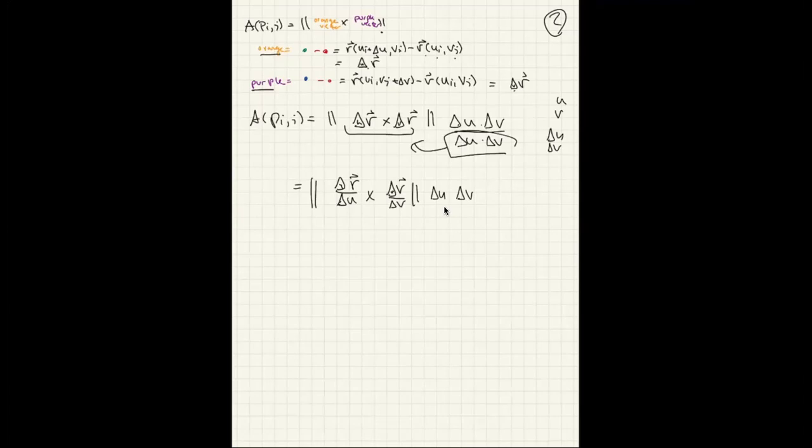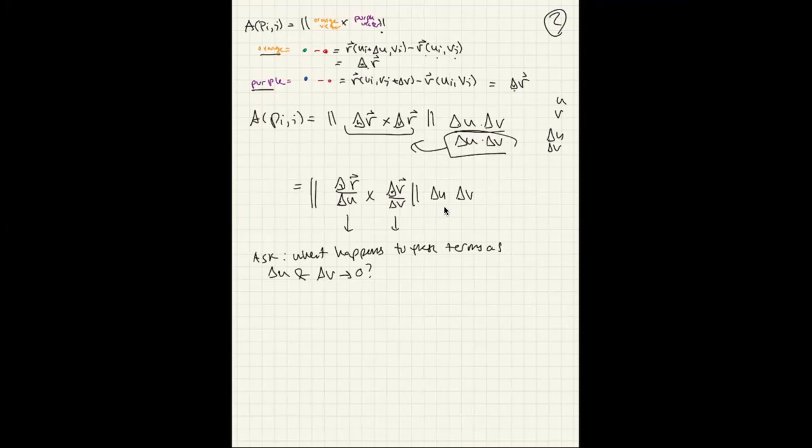And let's see what happens. So let's ask, what happens to these terms as delta u and delta v go to 0? Because that's what we have. That's what we do in the Riemann sum. We take this limit as these pieces get very small.